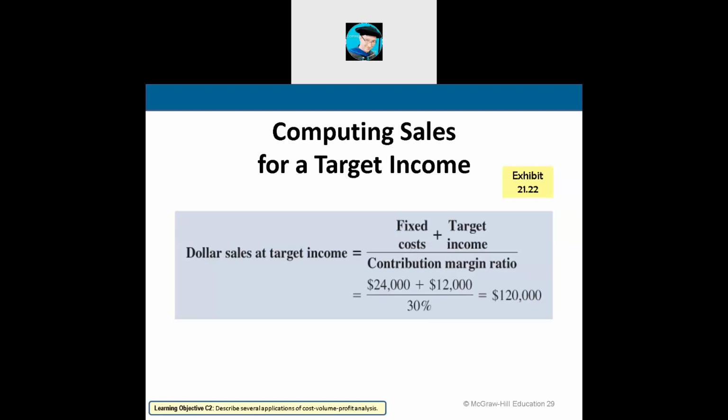Remember to find contribution margin ratio, we take the contribution margin divided by the sales price. Contribution margin divided by the sales price. And remember, contribution margin is your sales price minus your variable costs per unit to get your contribution margin per unit.